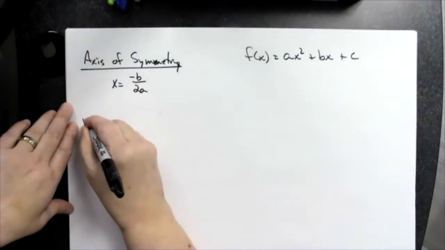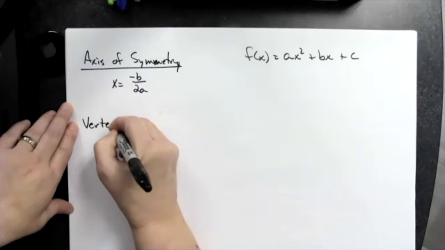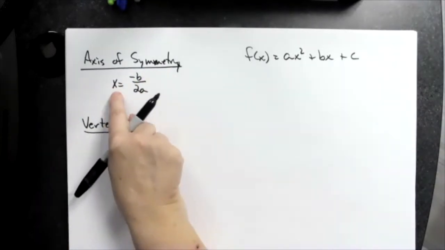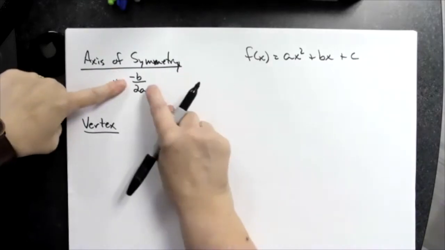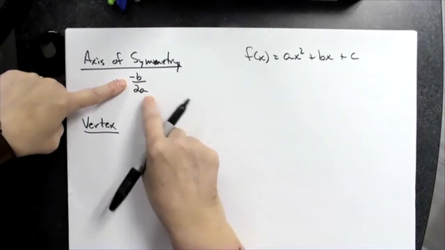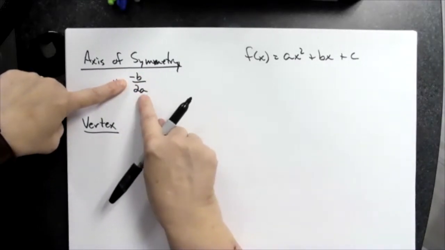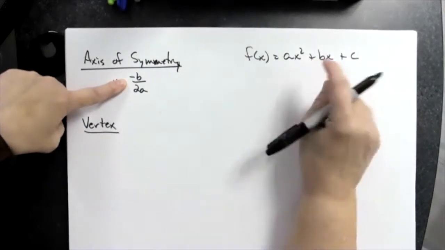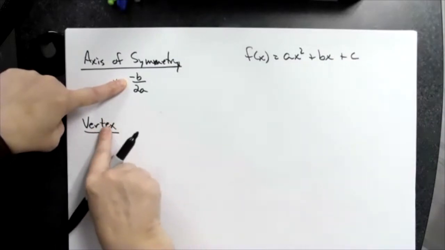Now, what you did when you were in high school to find the vertex, you probably did not memorize x equals. You probably just memorized negative b over 2a. That probably sounds familiar to you. Then you calculated that number and plugged it back into the function, and it gave you the y value for your vertex.